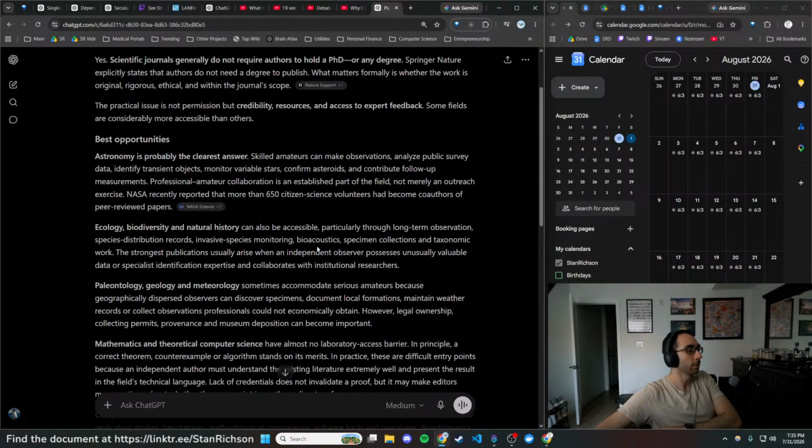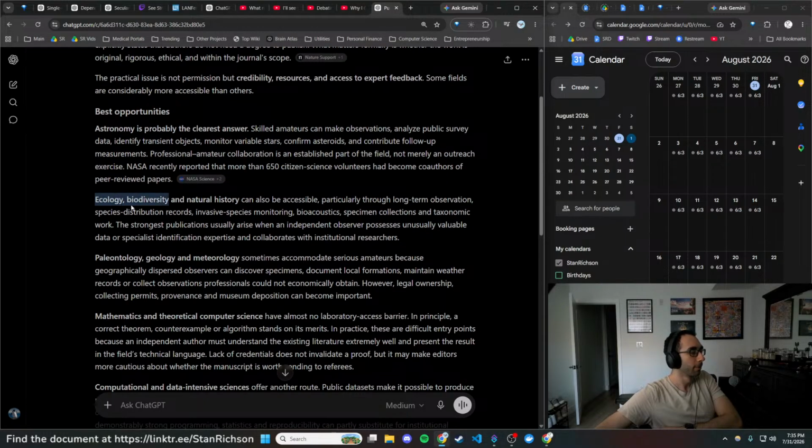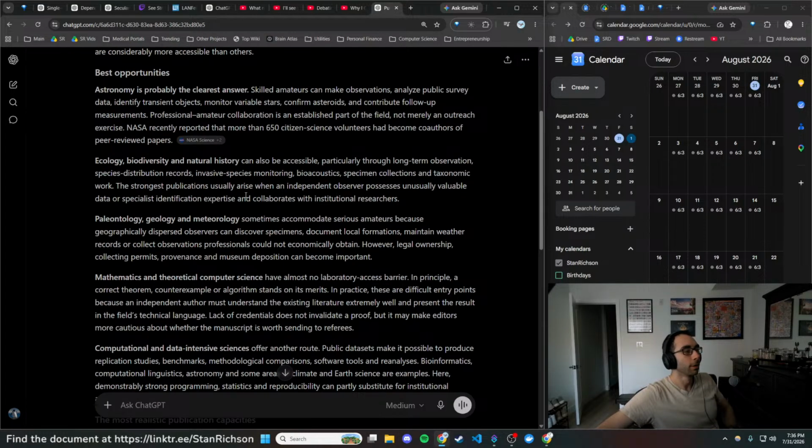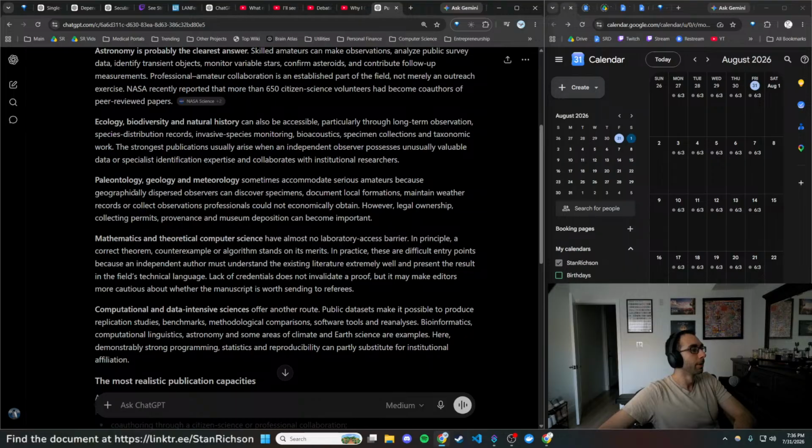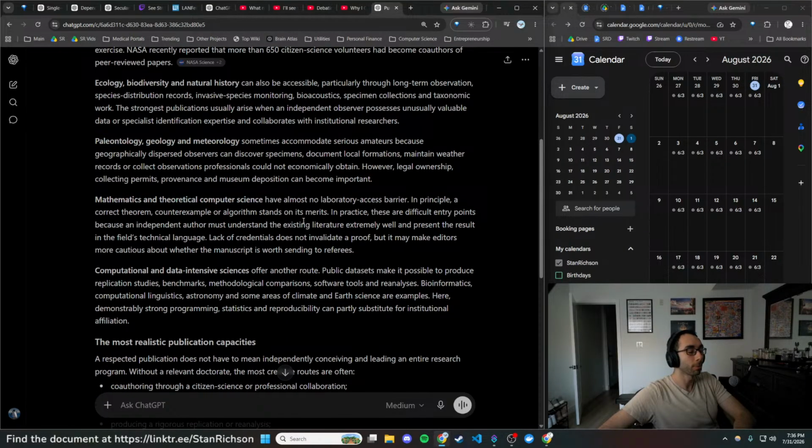Okay, that's cool, but I'm thinking, all right, ecology, biodiversity, and natural history can also be accessible, particularly through long-term observations, species distribution records, invasive species monitoring. Awesome. Paleontology, geology, okay, mathematics, or in theoretical computer science have almost no laboratory access barrier.